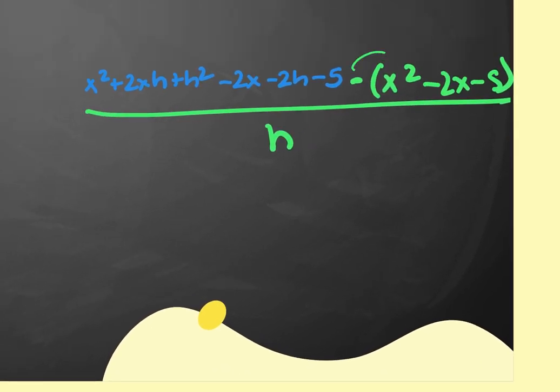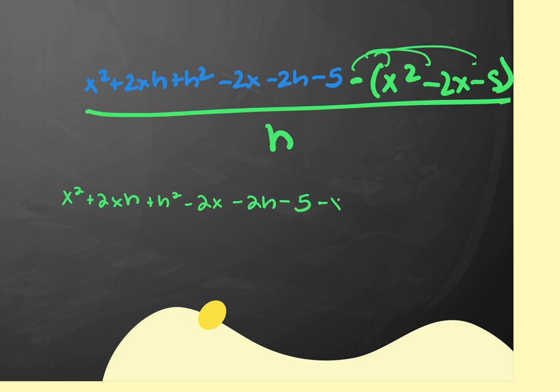The minus gets distributed, so my numerator becomes x squared plus 2xh plus h squared minus 2x minus 2h minus 5 minus x squared plus 2x plus 5 all over h.